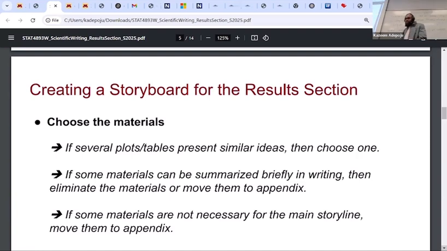It is not all materials that we move to the appendix, because there are some readers that may not even look at the appendix at times. So if you know the materials are very, very important, then make a story about those materials and let them be in the body of the report.